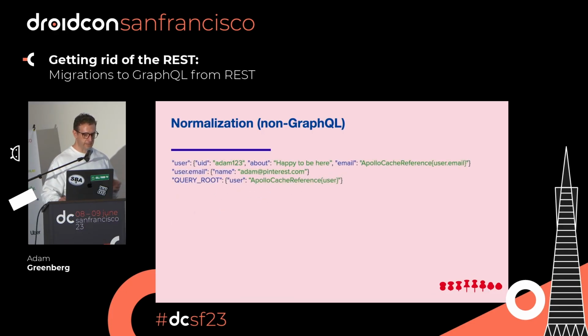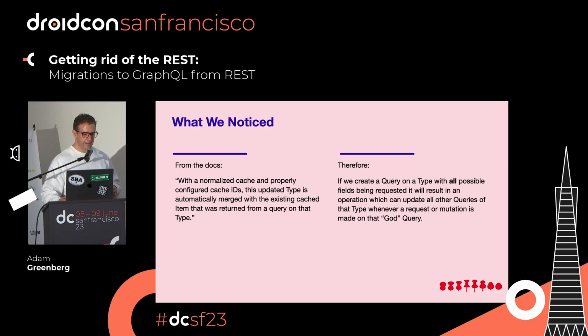And so then basically looking at that normalization in non-GraphQL, you could see that there's some sort of mapping together. And so very technical heavy from the docs. With the normalized cache and properly configured cache IDs, the updated type is automatically merged with the existing cached item and was returned from a query of that type. So therefore, we discovered that if we basically took an all-knowing or kind of God query object that has all the fields for that type, we can map between the two pieces of information.